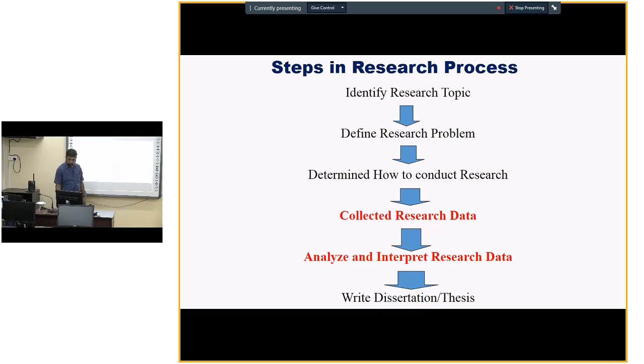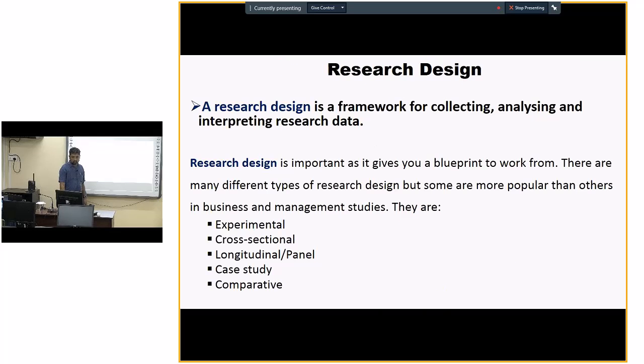Further we can discuss. Again, you have to write your dissertation, right? This is the research designing. Now I started from that point, right? You have already completed the previous part of those steps. A research design is a framework for collecting, analyzing, and interpreting research data. This is a summary of that research design, right? I think it is very clear, the definition, right? Very clear there.